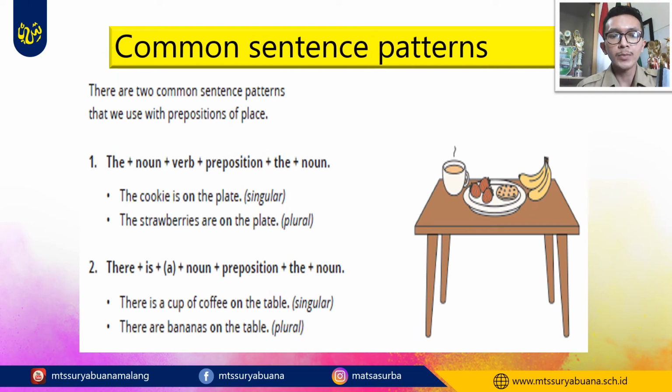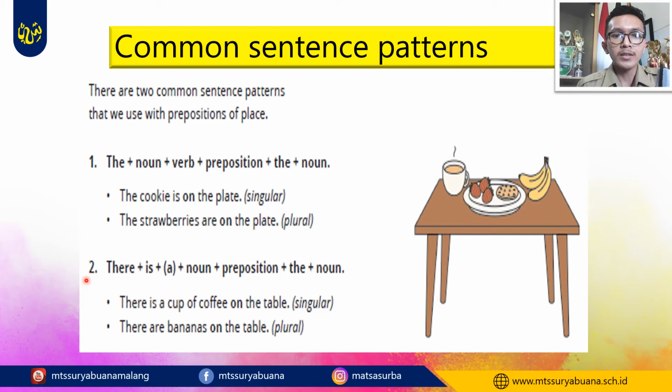Alright, here are common sentence patterns. If you want to make a sentence using prepositions of place, there are two common sentence patterns that we use. Okay, the first pattern: the plus noun, followed by verb, followed by preposition, and then followed by the plus noun. The example sentence is, the cookie is on the plate. The second sentence, the strawberries are on the plate. You can see the picture here, because these two sentences are based on this picture.